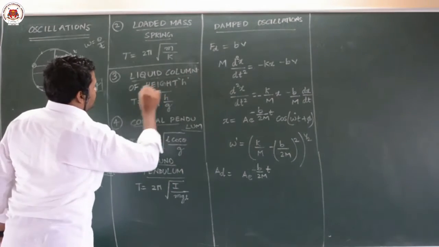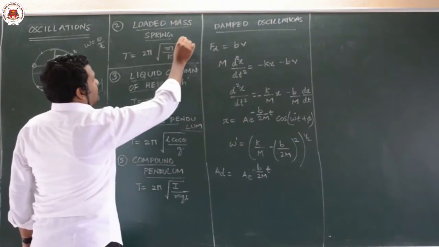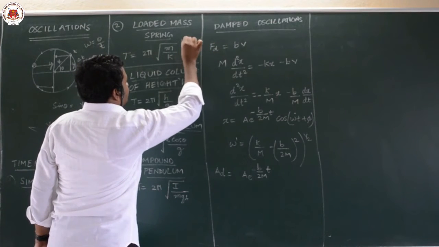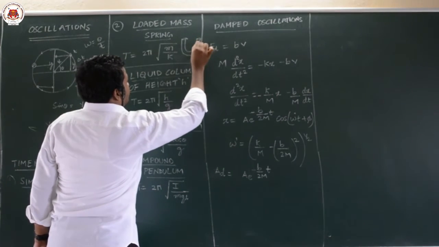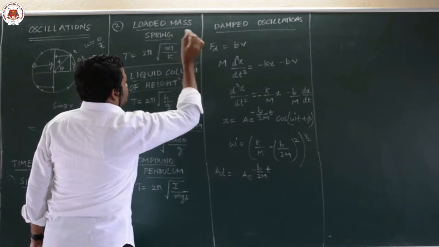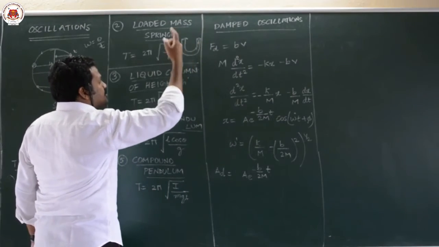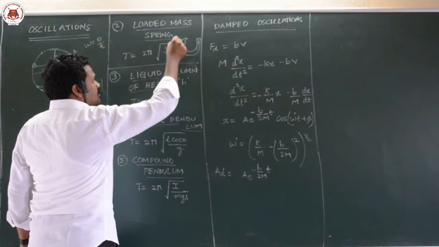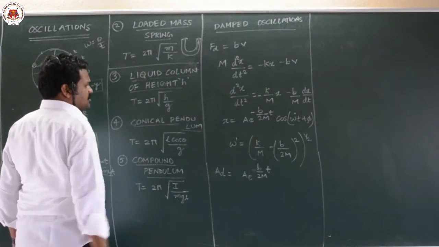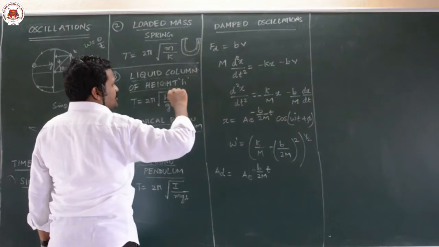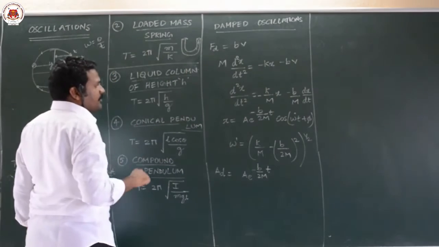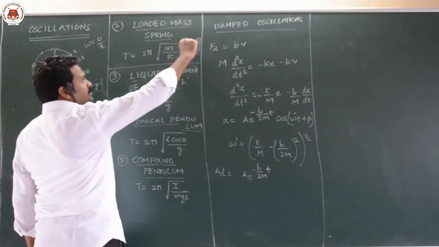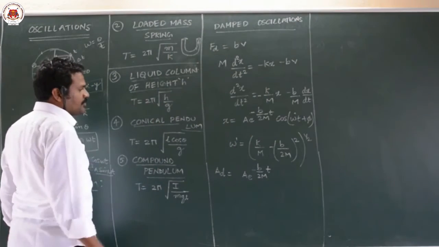And liquid column. When a liquid column is there in a U tube, a U-shaped tube, if you apply some force to that liquid column, it undergoes oscillation like this. Similarly, if you leave a bead here, it will undergo oscillation like this. So the liquid column is also undergoing oscillation. This H is the height of the liquid column, the difference in height. So time period is equal to 2 pi under root of H by G.